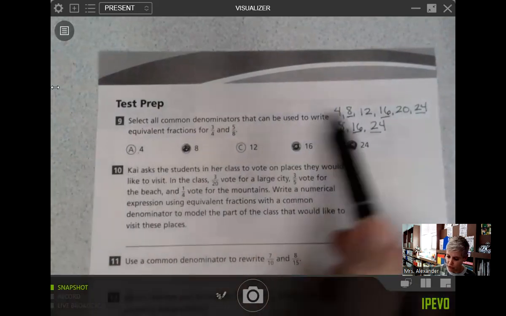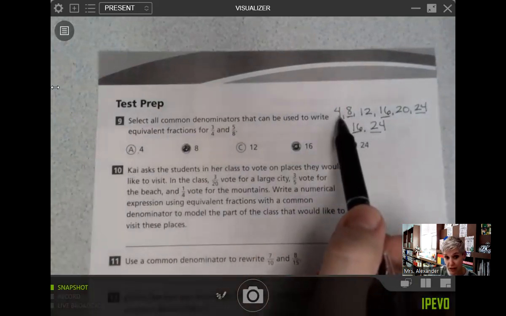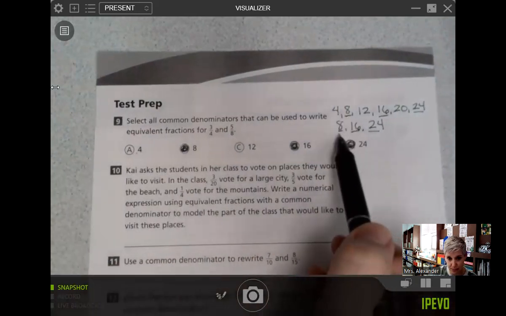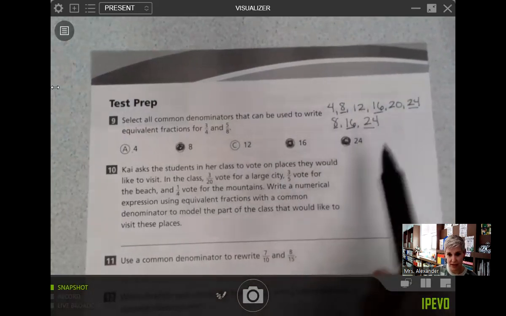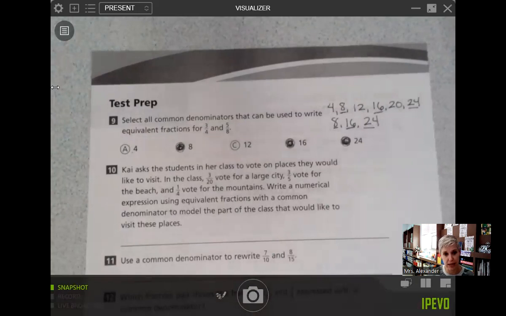I would not choose 4. 4 is a multiple of itself, but not of 8. And then 12 is a multiple of 4, but not of 8. So that's why I would not choose A or C.